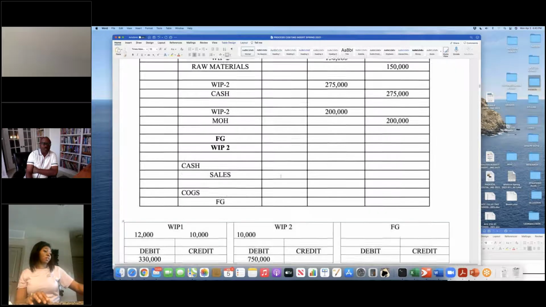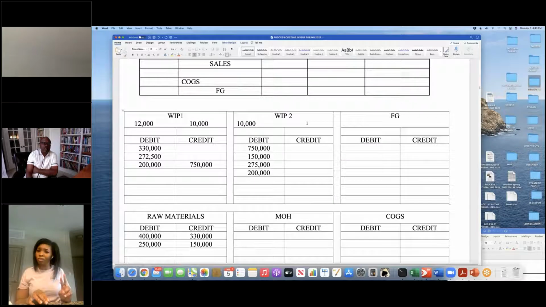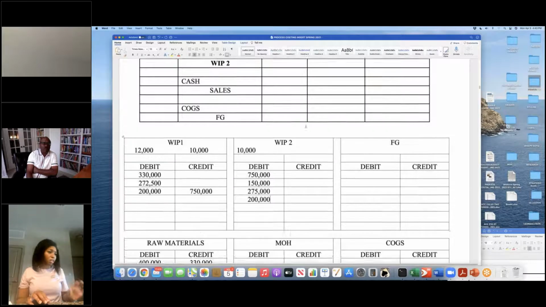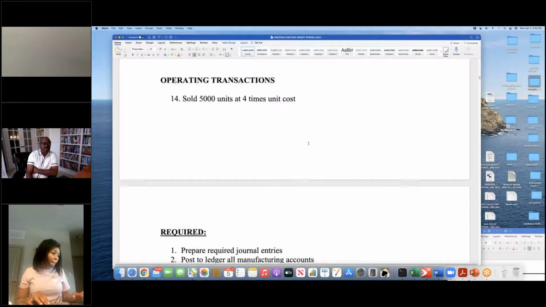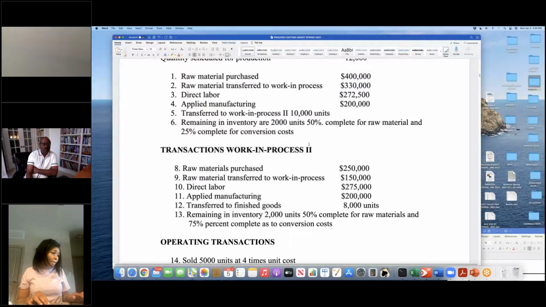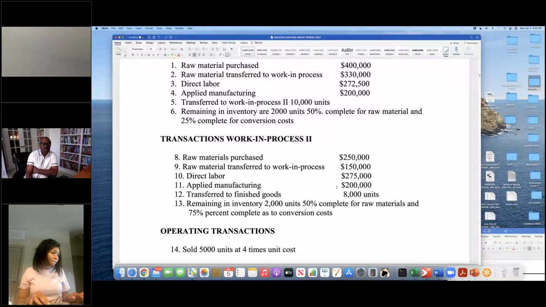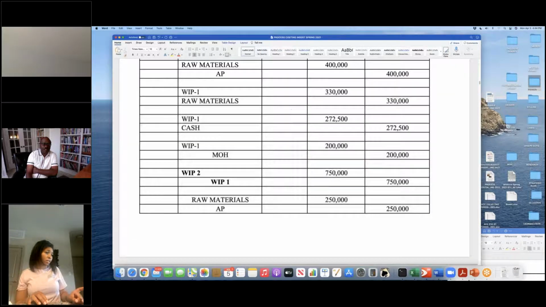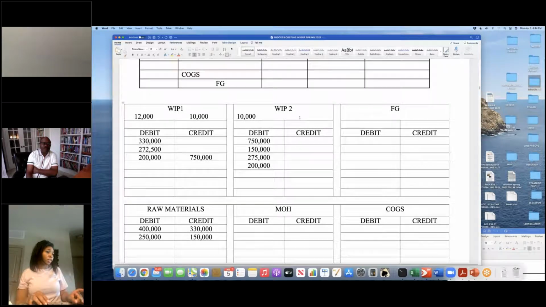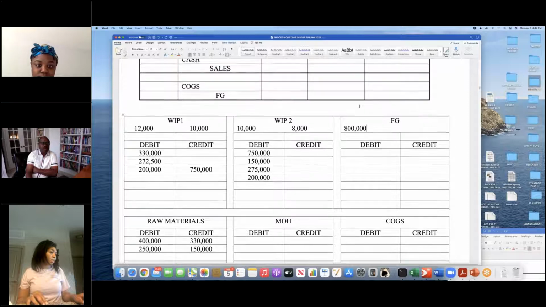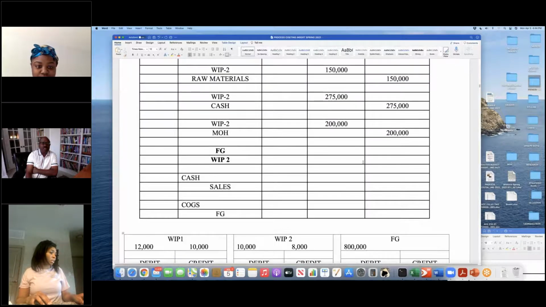So, you know how we started with 10,000 units? They completed how many? 8,000 units. Yes. So now we're going to put 8,000 over here. Okay, so we just have to do our calculation. For raw materials. So what I want to know is how much is going to go in this journal entry to go in the finished goods.